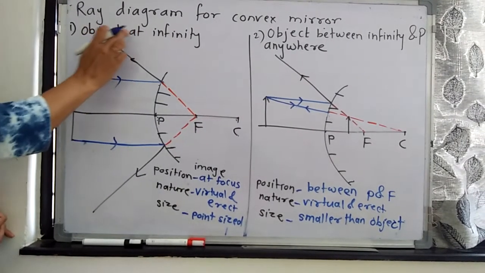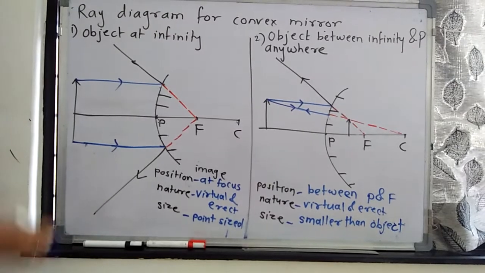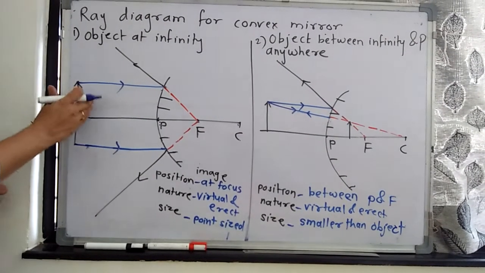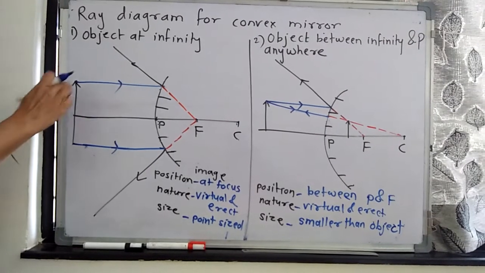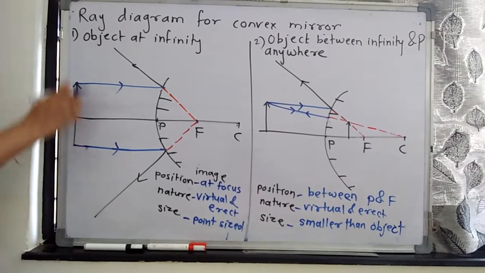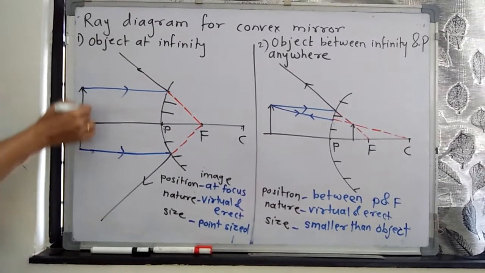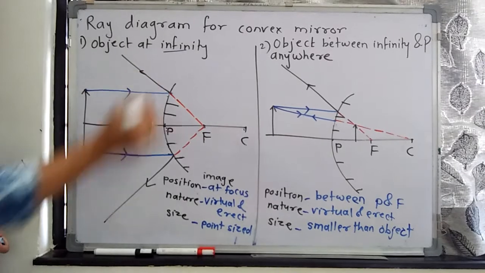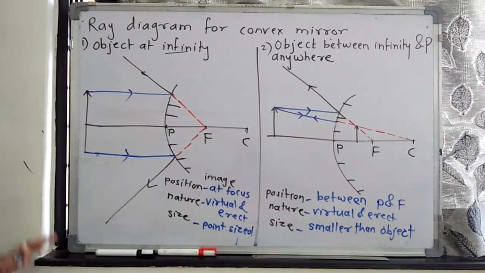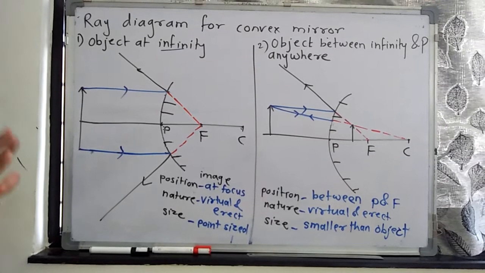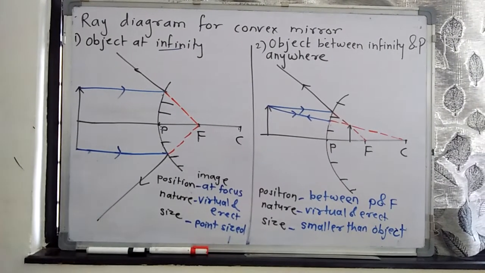Now where is object? Object at infinity. When object is at infinity, we have to show the larger object above and below the principal axis. So here we have shown the object which is above and below the principal axis. So this is the object, and when object is at infinity, rays are always parallel. So we have to show two rays, and both rays are parallel to the principal axis.